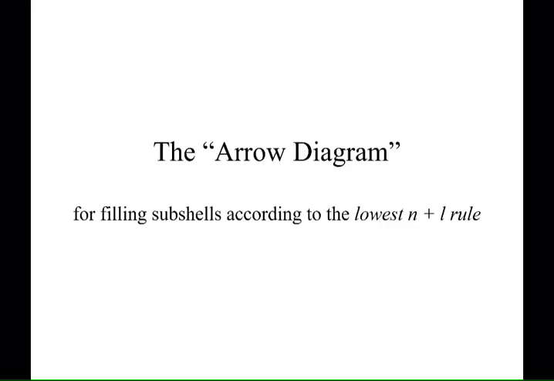Well, in the previous examples of finding electron configurations through the element neon, we were following something called the lowest n plus L rule. But beyond neon, things start to get a little more interesting. In order to know the lowest n plus L subshell where we need to put electrons, I think there is a good way to do that using this little device called the arrow diagram.